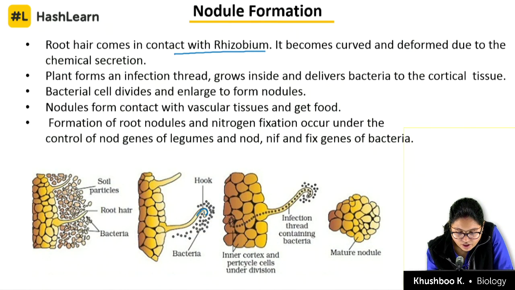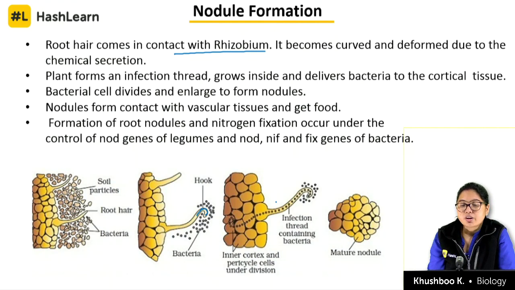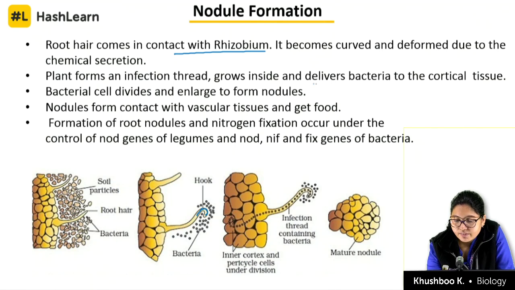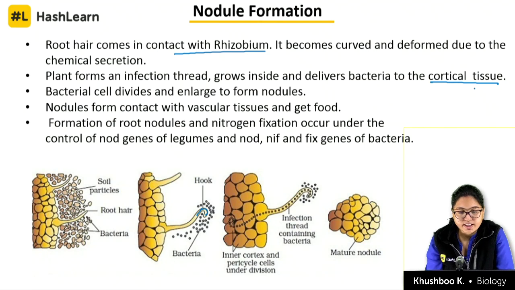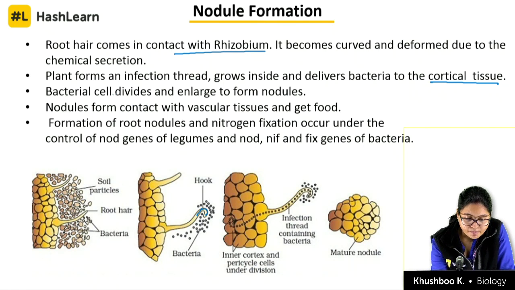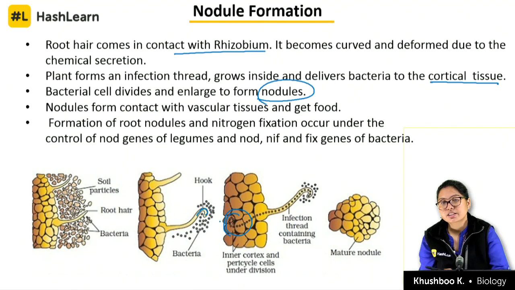Once it comes in contact with the root hair, the bacteria will release some chemicals that will dissolve the plant cell wall, and an infection thread is formed, and through that infection thread the bacteria will move inside, and it delivers the bacteria to the cortical tissue. So it will go till the cortex, and then bacterial cells divide and enlarge to form nodules. Once it reaches the cortex, here it is the cortical zone, inner cortex and pericycle cells, here it will divide vigorously.